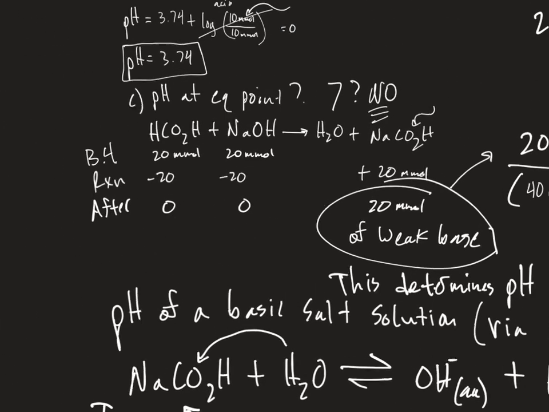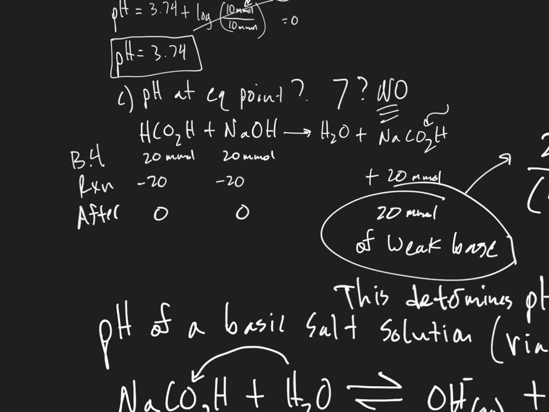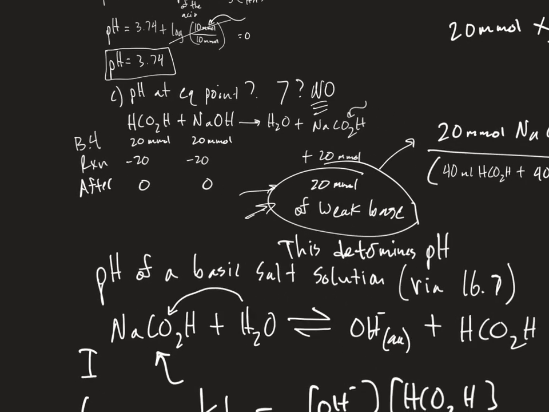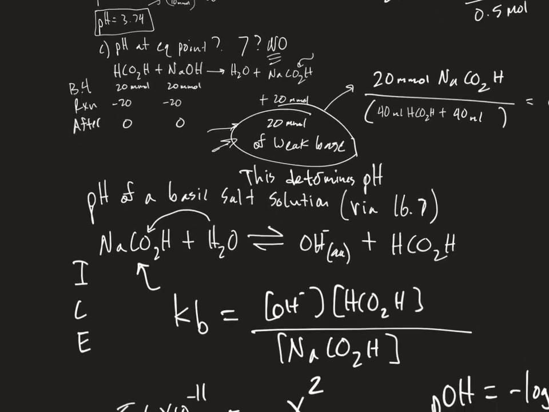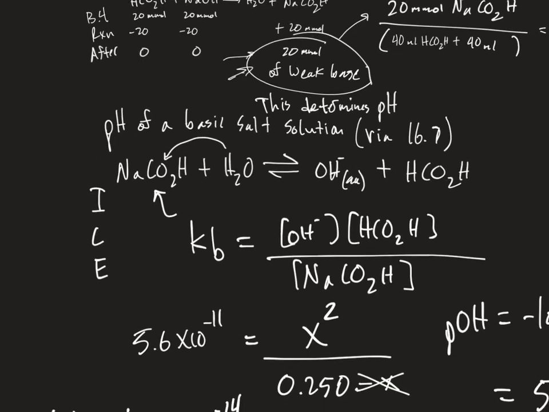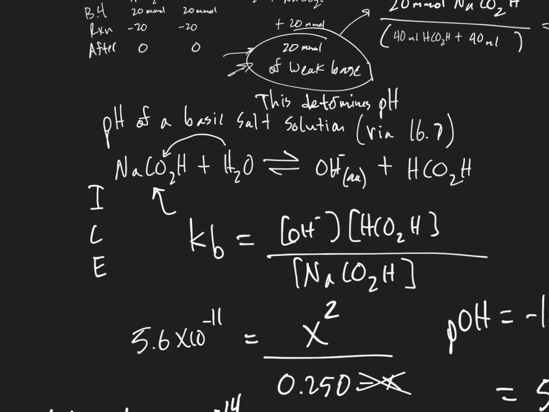So the key to this, it says pH at equivalence point. That means I know I'm adding 20 millimoles of base to exactly react with the 20 millimoles of acid that I started with. Importantly, I produce 20 millimoles of weak base. So that turns this into a weak base equilibrium pH problem, where we start with this equation.